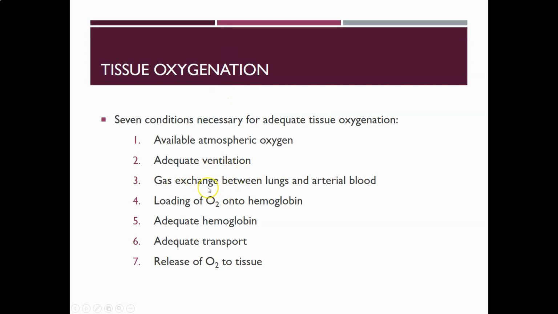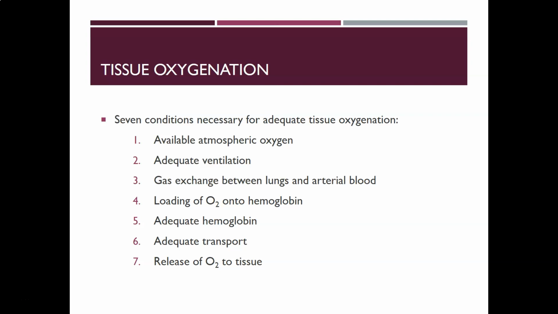And then you have the gas exchange between the lungs and the arterial blood. The gas has to be able to cross over from the alveoli and across the respiratory membrane and go into the capillaries around the lungs. Things that damage that respiratory membrane can interfere with it. If there's scarring or loss of surface area, like there is in emphysema, or if there's pulmonary edema, those things can interfere with the gas exchange.